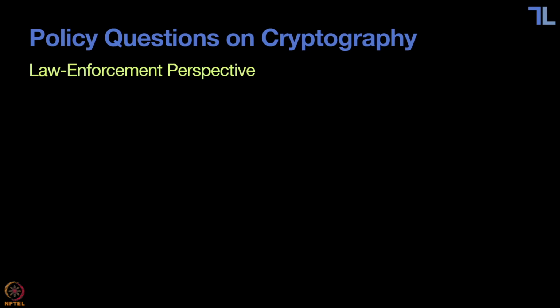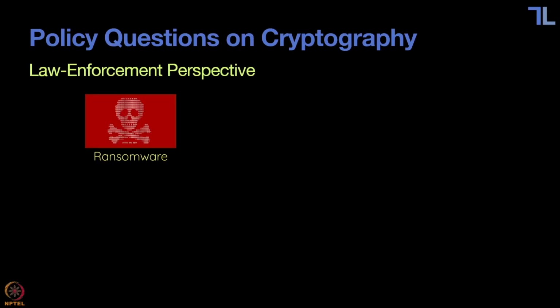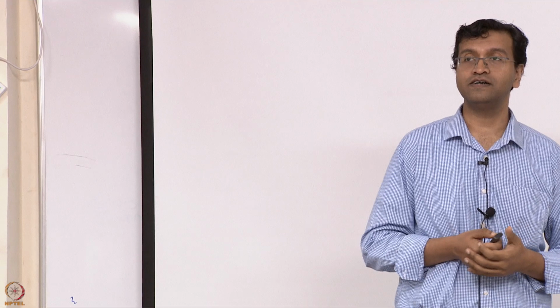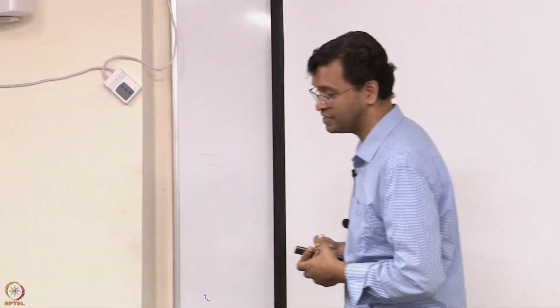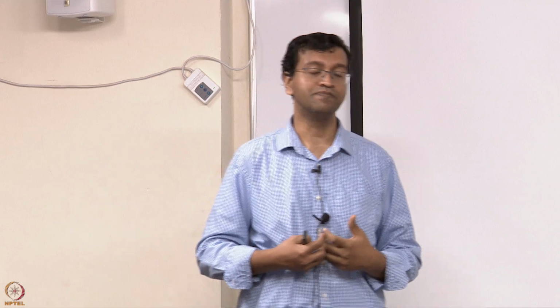So that's the historical perspective coming from the military side of things. Another perspective is from the law enforcement side. So people like, in the US, the FBI, or in India you probably have the CBI or something, right? From the perspective of law enforcement, cryptography is a nuisance in many ways. And some of it is also a nuisance that hits common people. One example is ransomware.